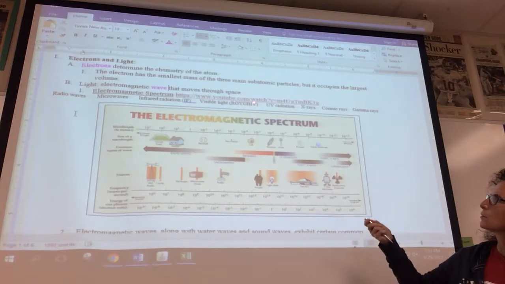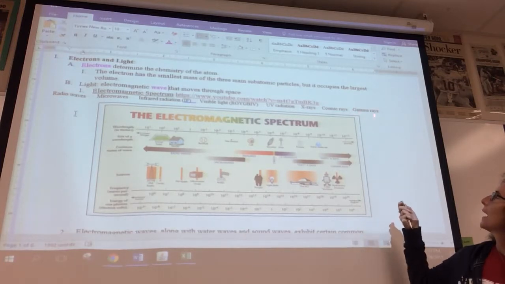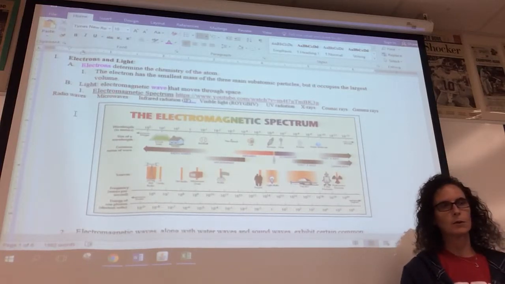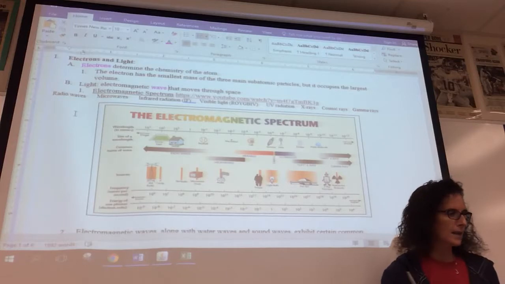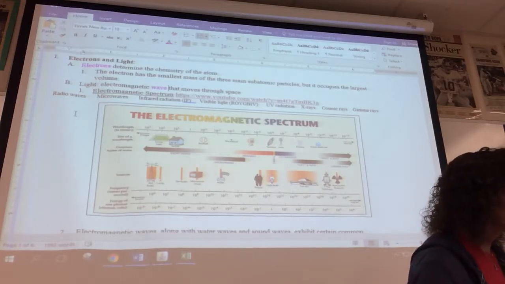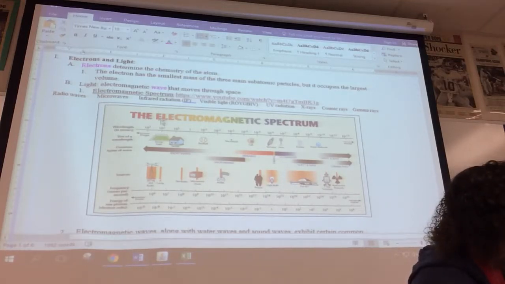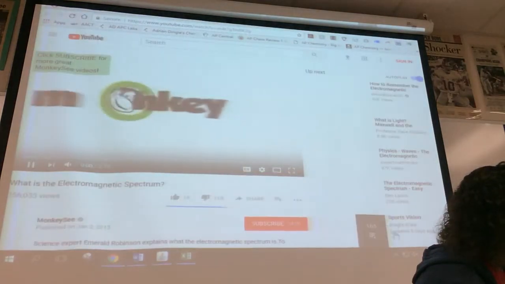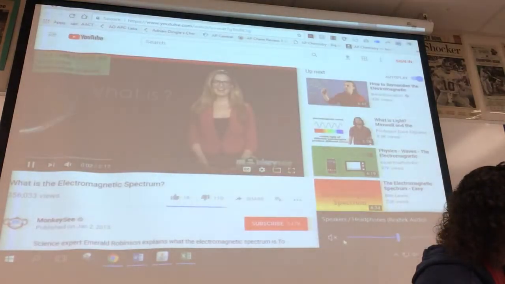And going from left to right the way I've written it, gamma rays are of very high energy, radio waves of the lowest energy. That's how come you can walk around with your iPods all day and your heads don't explode. Shown here is the electromagnetic spectrum, and right here is visible light, a very small region. This video here will give you a brief introduction into the electromagnetic spectrum.